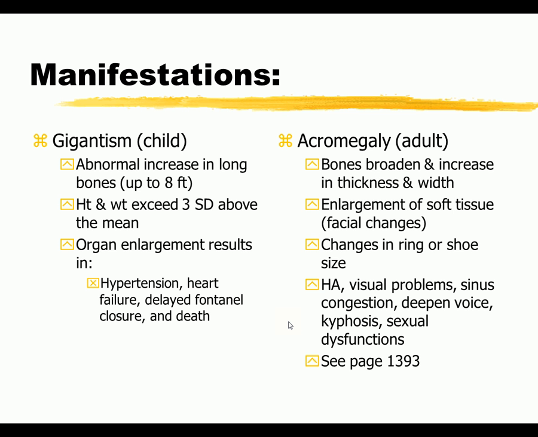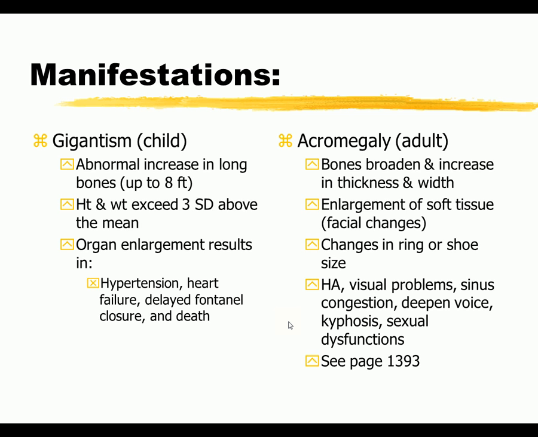Manifestations. Gigantism in the child, they will have abnormal increase in their long bones. They can get up to 8 feet tall. Height and weight exceeds 3 standard deviations above the mean. And unfortunately, they get a lot of organ enlargement. And actually, that's what causes a lot of their death. The hypertension, the heart failure can actually contribute.